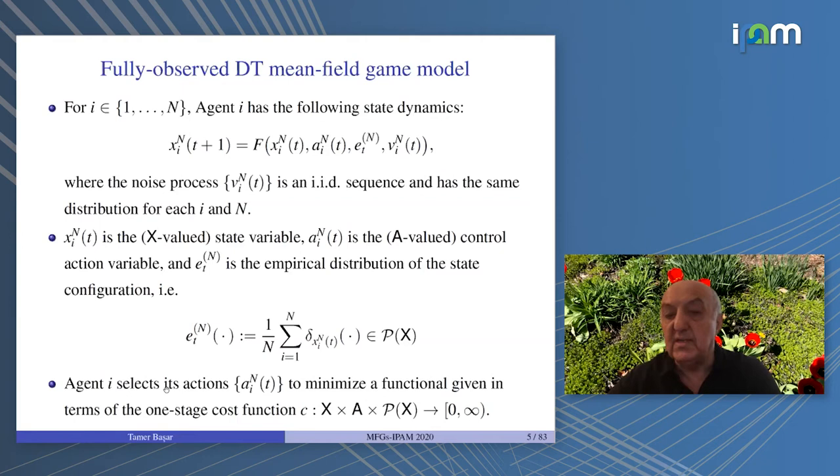And the goal is for agent i to select its actions based on the information, which I'll clarify shortly, to minimize a functional, and this will be an infinite horizon problem, given in terms of a one-stage cost function, which depends again on the state of that particular player. And note that c is not indexed by i. And so the cost is symmetric across all players, but each c depends on the action of that player, a, which belongs to A, and also this empirical distribution. Okay? So you can have special cases where this may not involve this empirical distribution and only the cost function. So the coupling would be through the cost function, or the other way around. But we consider the most general case.